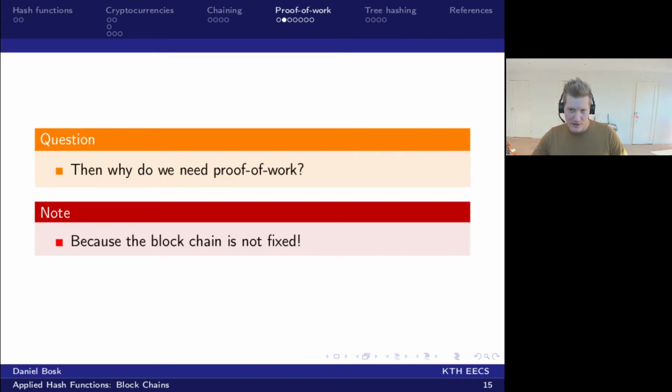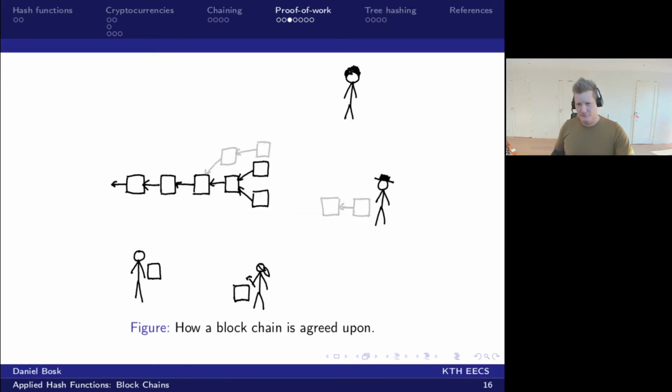So the question is, why do we need proof of work? And that is because the blockchain is not fixed. It's never fixed. It's continuously extended, and someone can change the history. It's just a matter of making the others agree that this one appeared before. So technically, we can rewrite the entire chain, but we need to convince others that this should happen. Remember, we had this picture, how our blockchain is agreed upon.